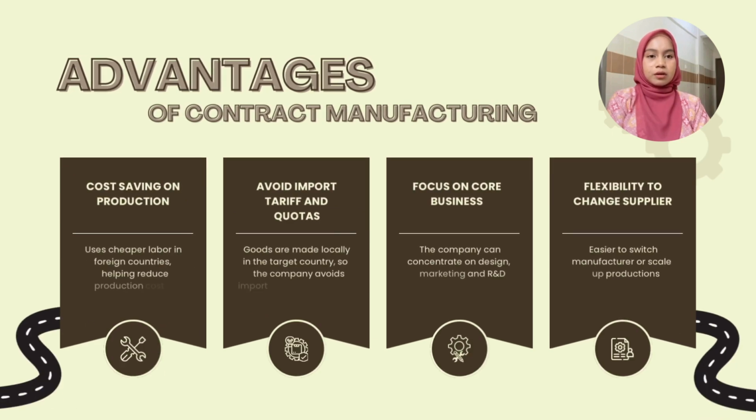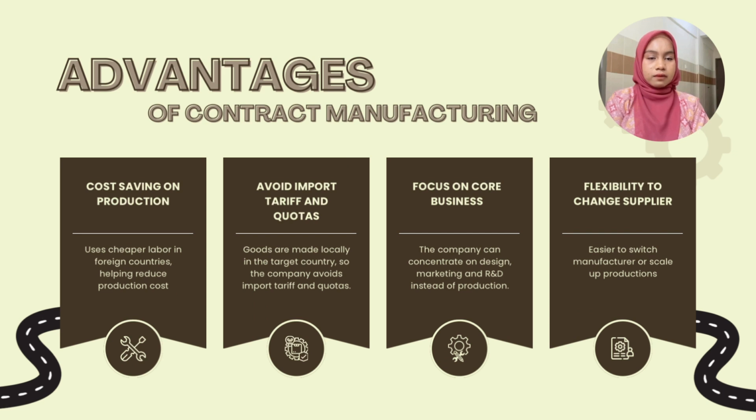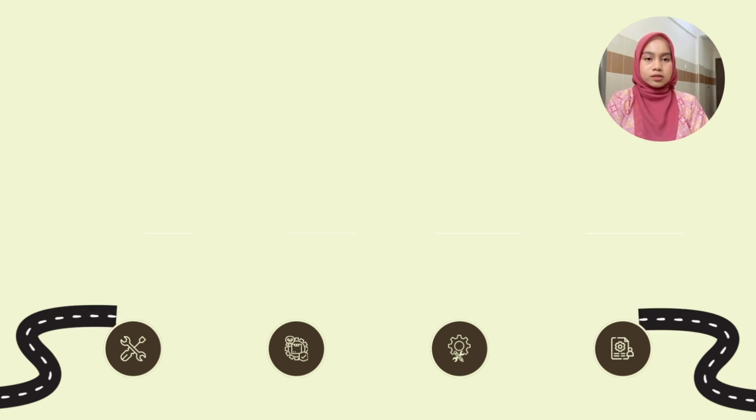For this slide, I will talk about the advantages of contract manufacturing. The first thing is definitely cost saving. Companies can reduce expenses because they use cheaper labor in other countries. Another good thing is they can avoid import tariffs since the products are made locally. It also lets the company focus on their main business, for example, things like design, marketing, and R&D instead of worrying about production. And lastly, it gives flexibility, where they can easily switch to another manufacturer or increase production when demand goes up.